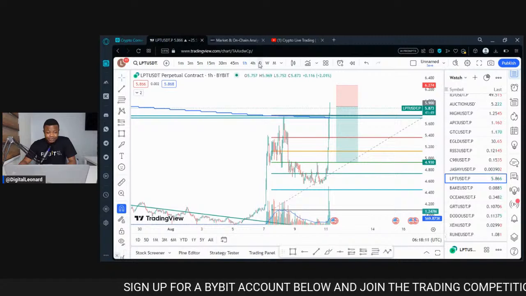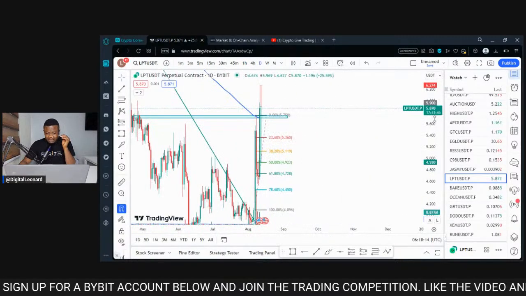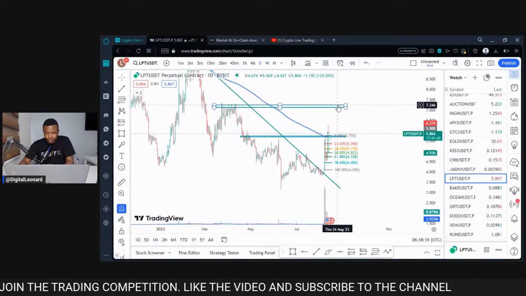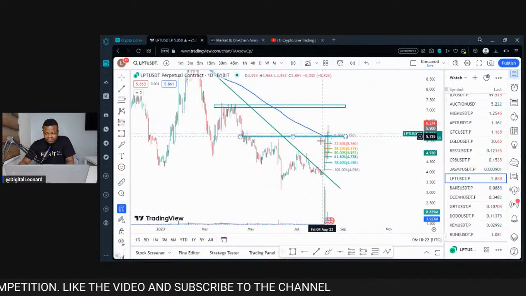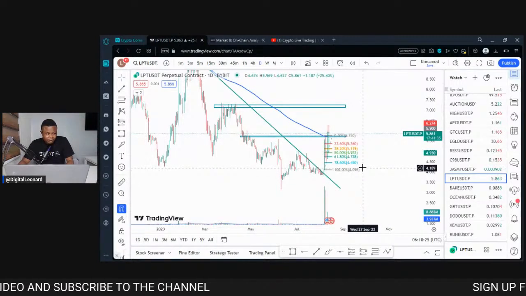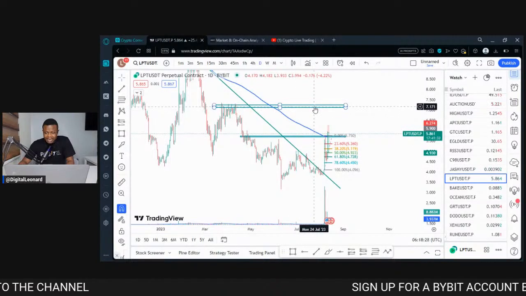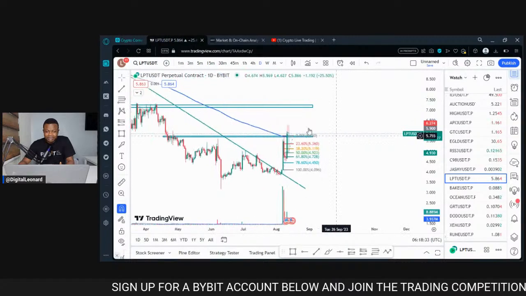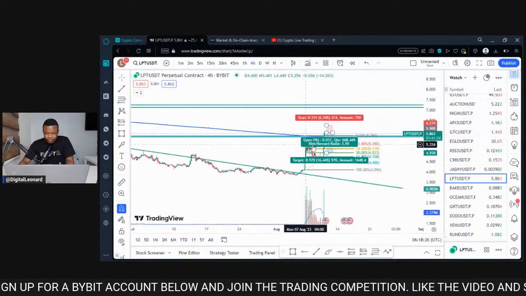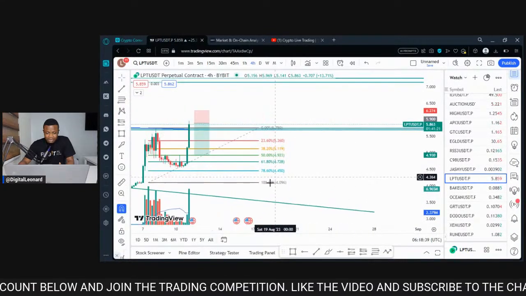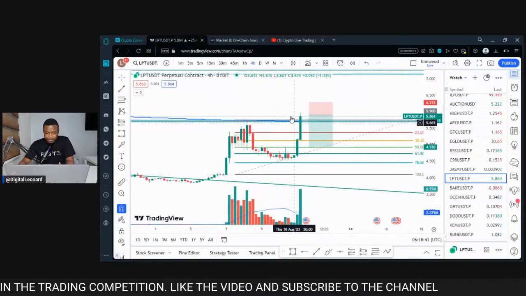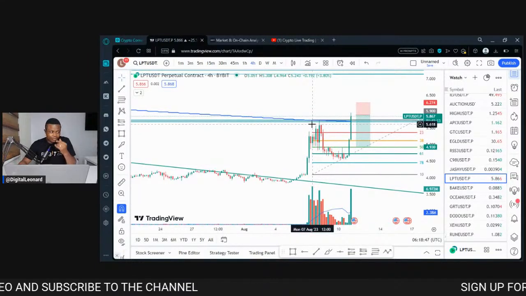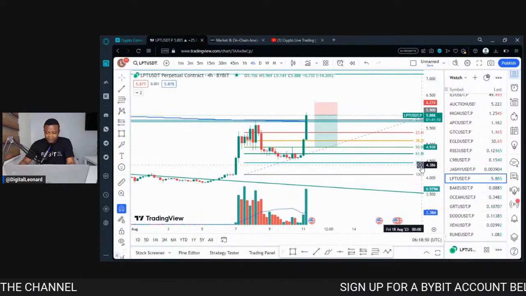In case we break above this level we are currently looking at, 5.8, 5.9, we have another level up there at 7.2. So pay attention to that in case we break this level. Once we start closing above this 200-day moving average, I'm going to take a trade to the upside, targeting that next level at 7.2. So that's exactly what we are looking at for the LPT token.